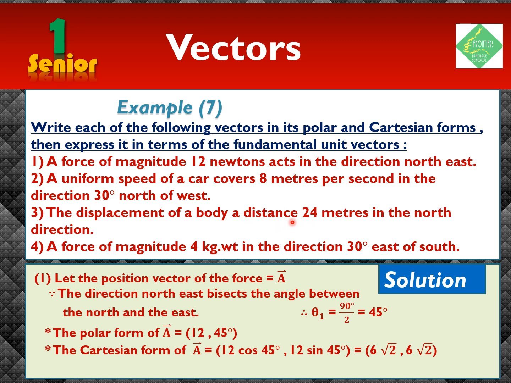Now the displacement of a body is 24 meters in the north direction. North direction means the angle from the x-axis to north equals 90 degree. So the angle equals 90 degree.